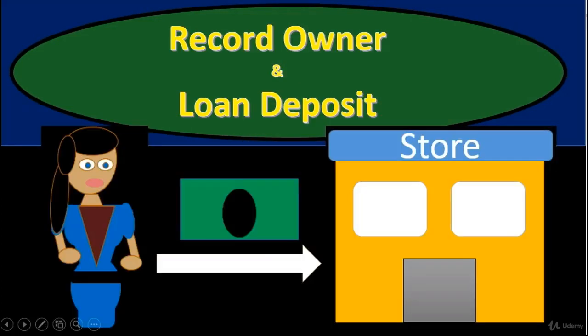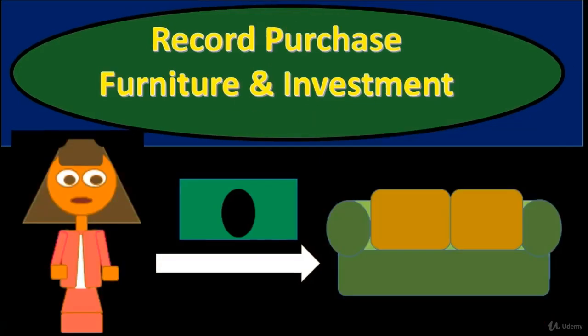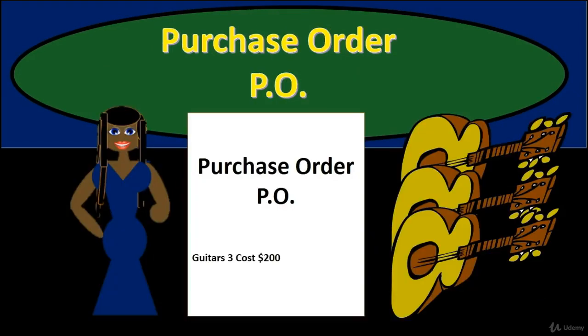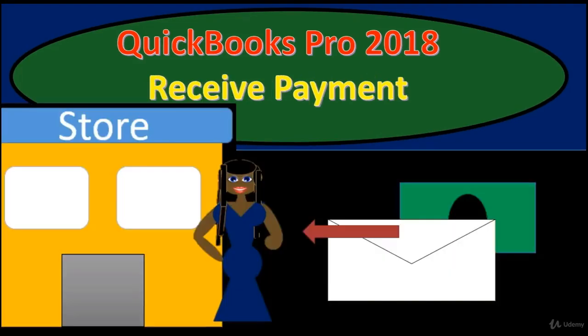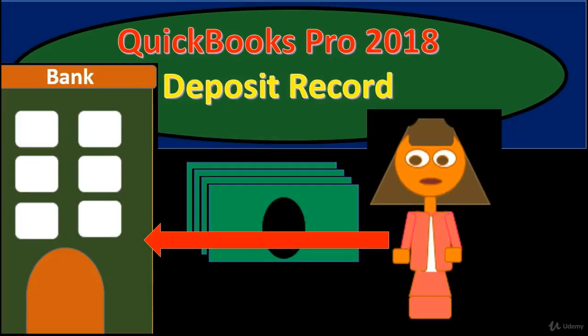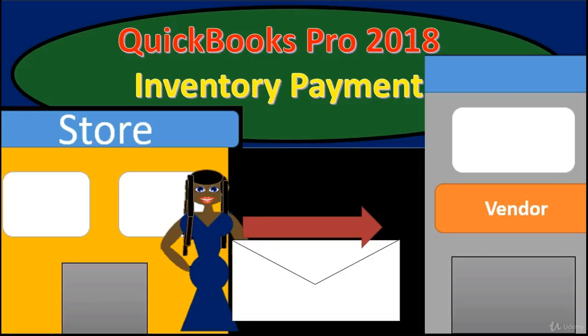We will record the owner deposit, so we're going to start the business with the owner putting the deposit into the business. We're going to purchase furniture within this section. We're going to record a PO, purchase order. We're going to create an invoice, multiple invoices. We're going to receive payments within this section. We're going to receive payments and record the deposit to the bank.